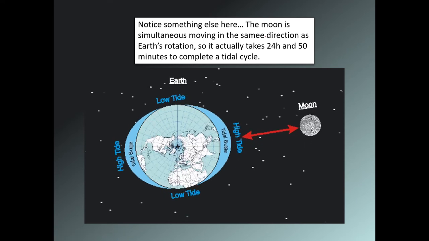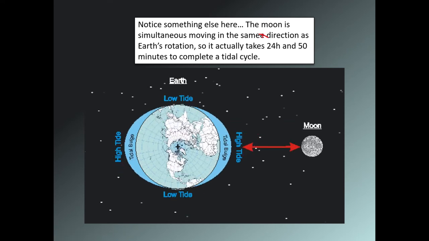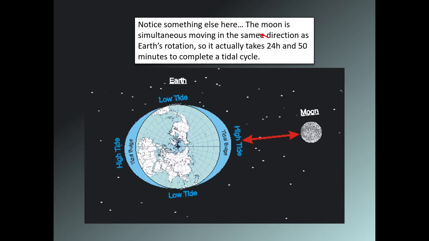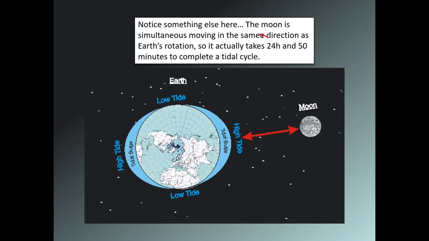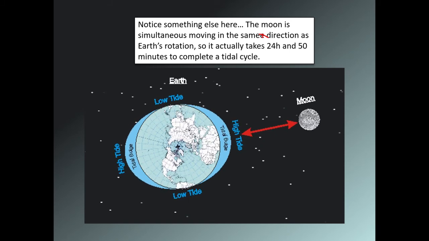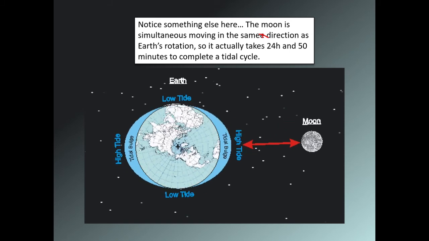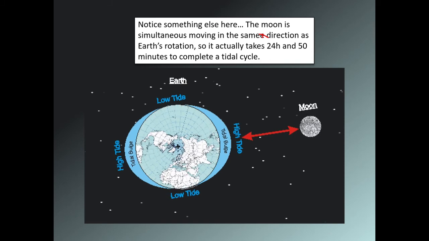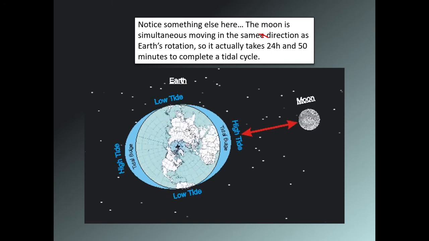Same only has one E. I have to correct that. It's Earth's rotation. By the way, it actually takes 24 hours and 50 minutes to complete a tidal cycle. Just like a synodic month is different than a sidereal month, a tidal day is different than our normal mean solar day.